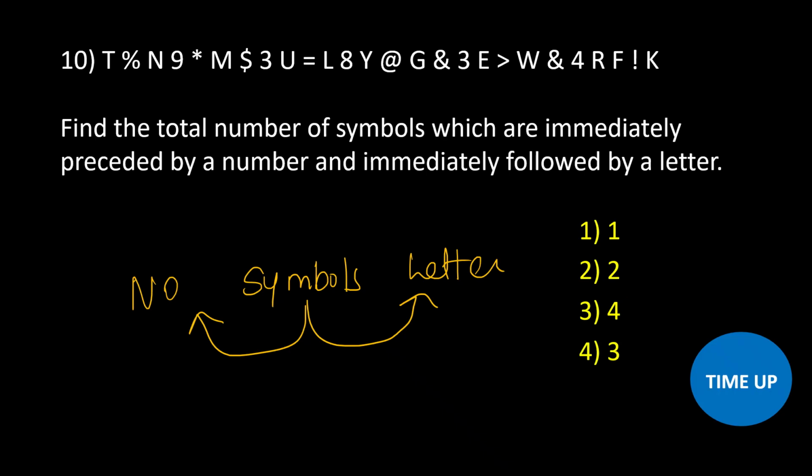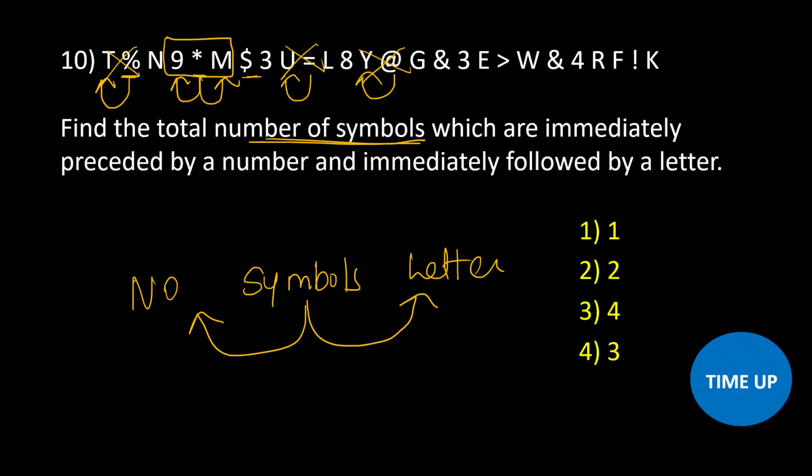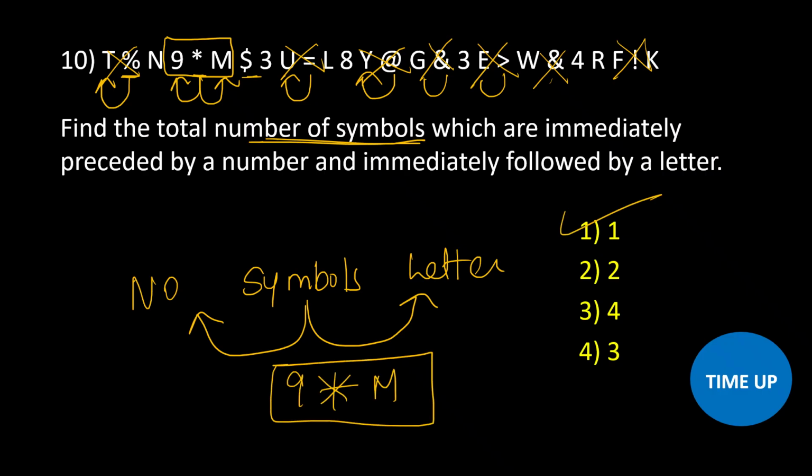Time up. So they have said number of symbols. So focus on symbol. Symbol preceded by a number? No. Symbol preceded by a number? Yes. Followed by a letter? Yes. So this is one pair. Then symbol preceded by a number? No. Symbol preceded by a number? No. Symbol preceded by a number? No. Correct? No. So anywhere else you can see? No. So only one you can see, that is 9 star M. So 1 is your answer.